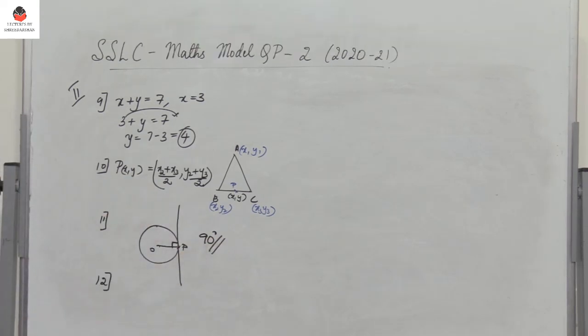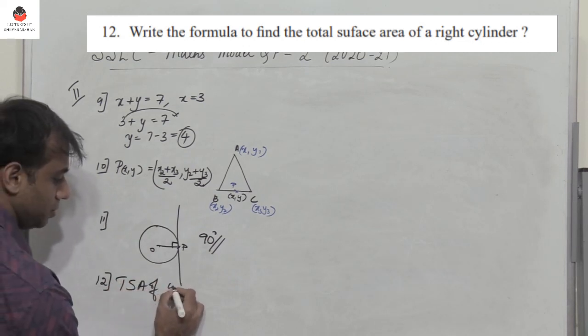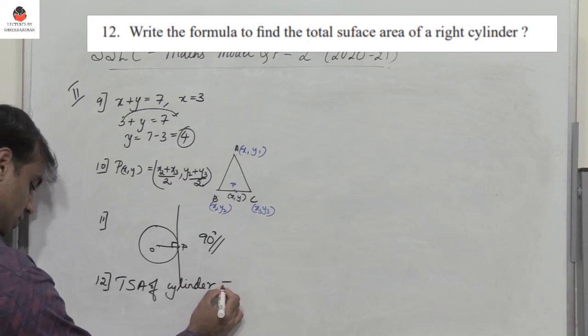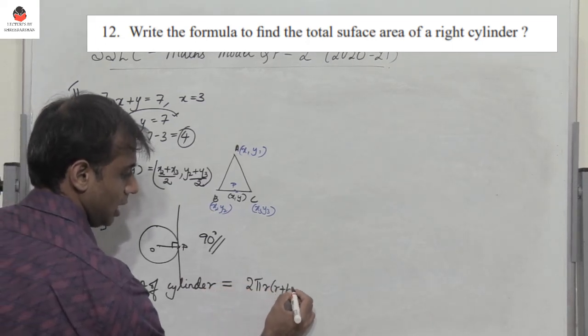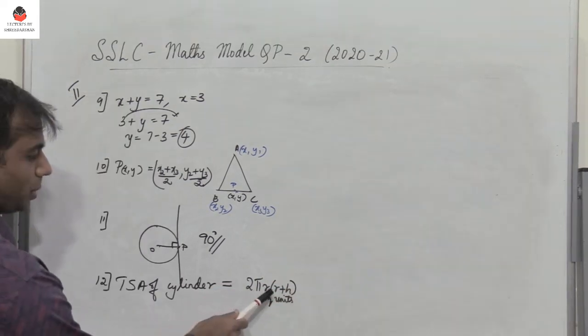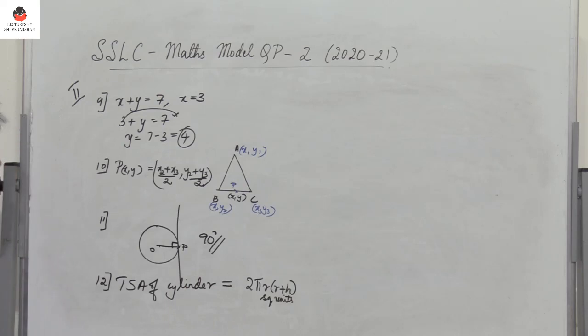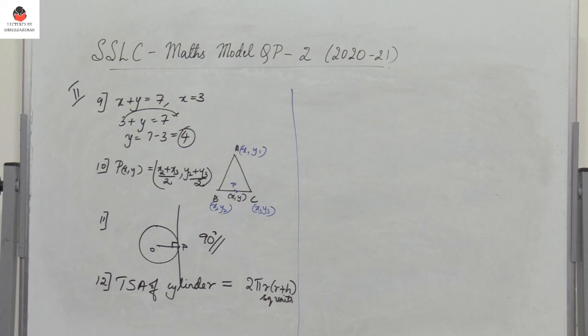The formula for total surface area. The total surface area of a cylinder. Now what is the total surface area of a cylinder? It is nothing but 2πr(r + h) square units. So the total surface area of the cylinder is 2πr(r + h) square units. All of them are very direct questions. So let's move on to problem 13.